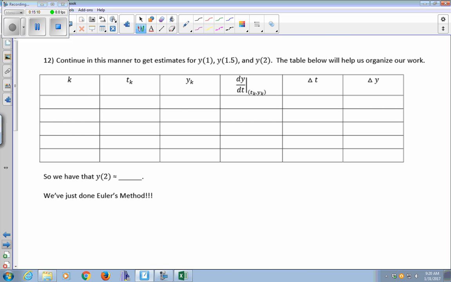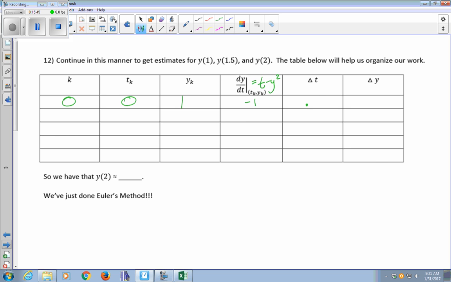So you continue to get estimates for y of 1, y of 1.5, and y of 2, and this table will help us organize our work. So k is just what step we're on. When I started, we'll call this step 0. I was at the point (0, 1). That was my initial condition. I calculated the slope by plugging my t and my y into the differential equation, t minus y squared, so I got -1 here.